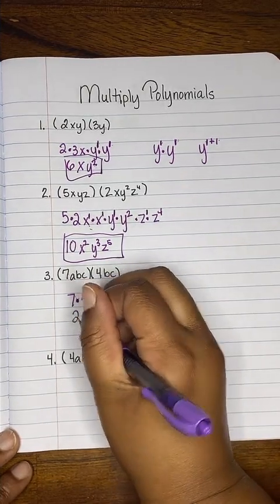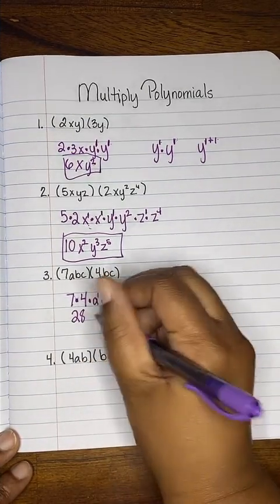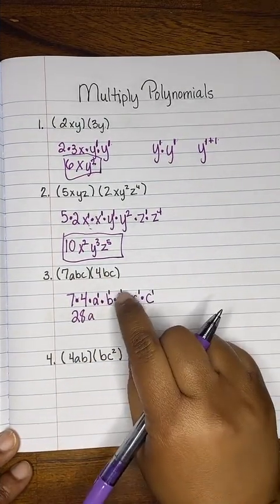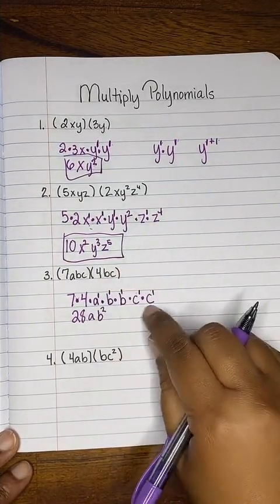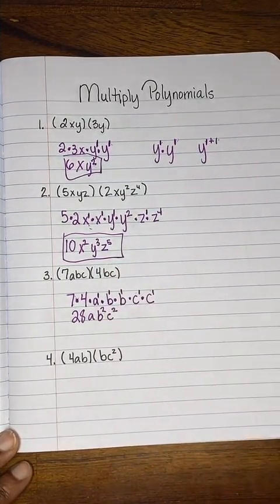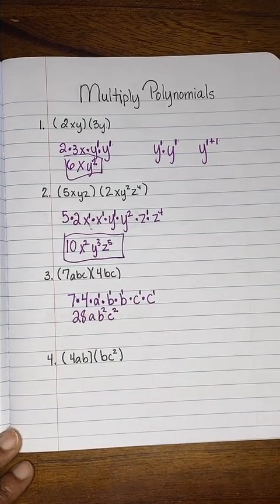Good. So Amelia says, okay, so we do 7 times 4. Good. You guys are getting it. 28. Excellent. A, and then we add these. So 1 plus 1 gives us b to the 2nd, c to the 2nd. You guys are awesome. Good.